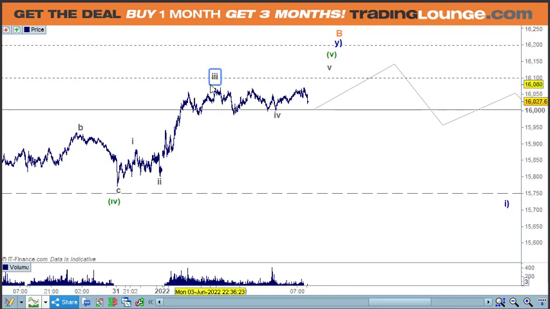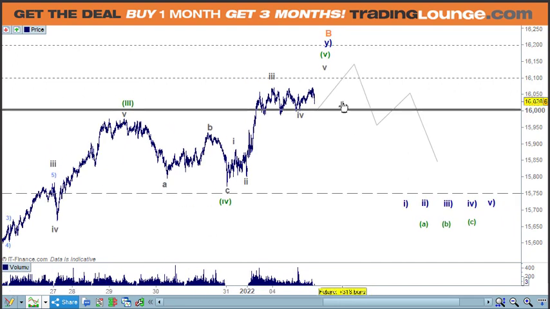Well, we want a high above here, and the extension's in wave 3, so wave 1 here and wave 5 will be roughly the same. So there's not a lot to go there at that particular point in time. We are looking for that high above the 16,000. So that's what we're looking for.